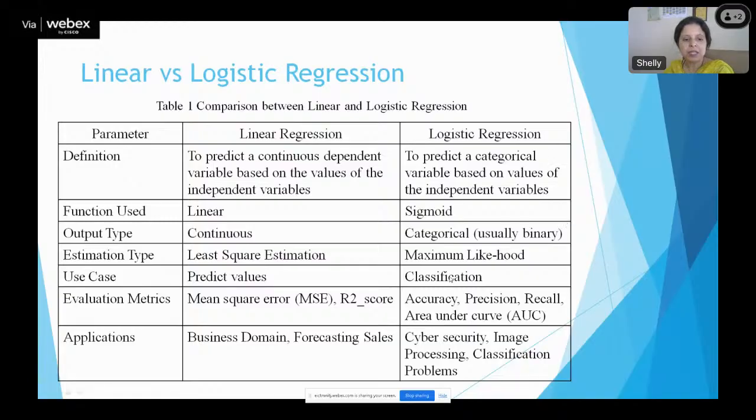The application domains can be the business domain. The application domain can be forecasting, as said, for linear regression. For logistic regression, the application scenarios can be cybersecurity, image processing, and some classification problems, for example, can be the use case for logistic regression.